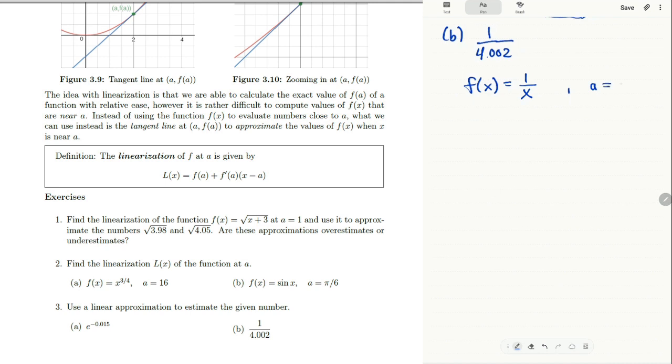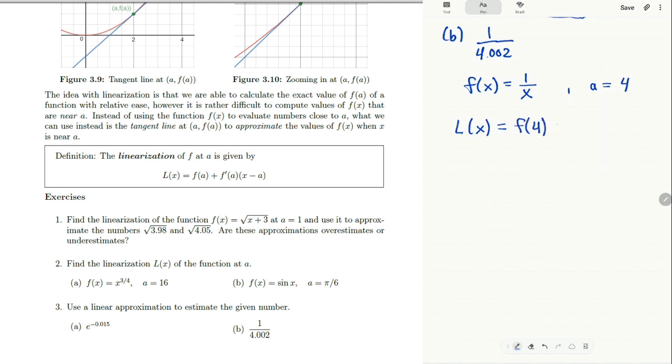And we also need to determine a value a for our linearization. Again, we want to choose a value so that it will be close to what we're trying to approximate, which is 1 over 4.002. But we can also evaluate the function quite easily, so we can determine its exact value. So if you choose a to be 4, then we know that f of 4 is 1 over 4, which is 0.25. So we can use 4 as our a value in the linearization.